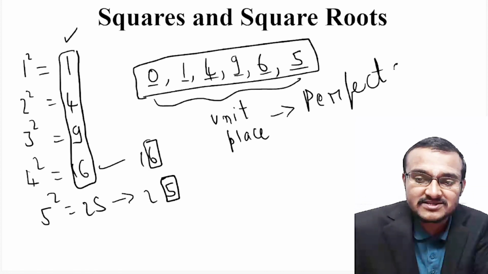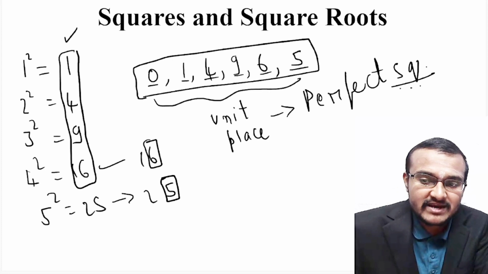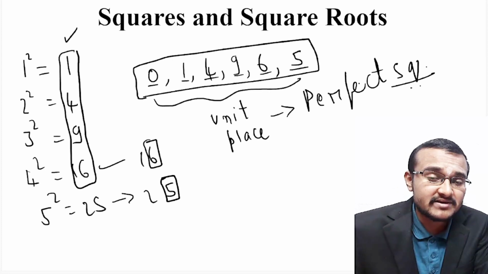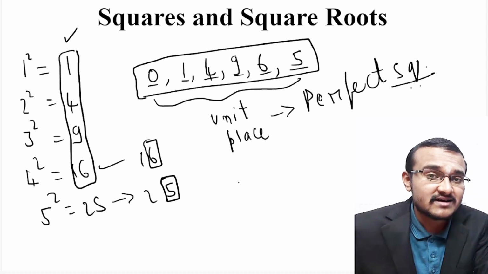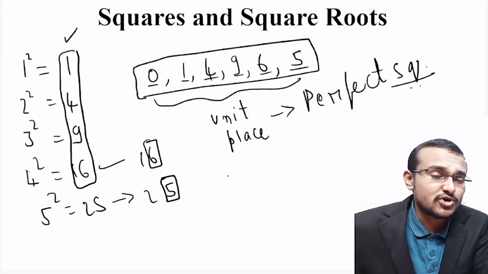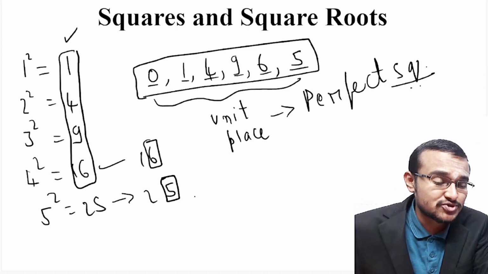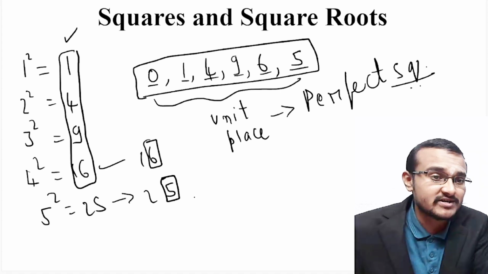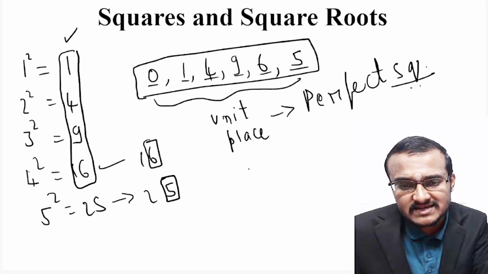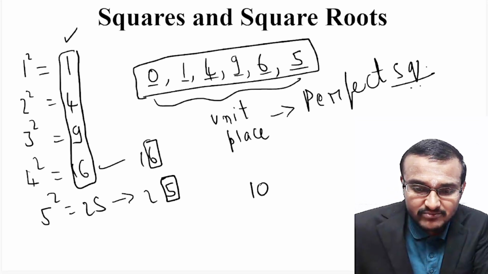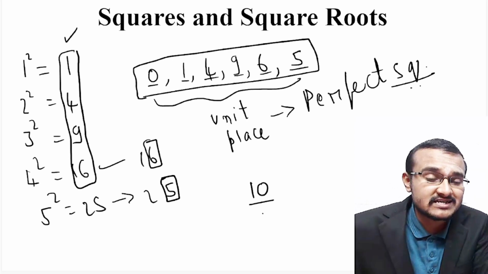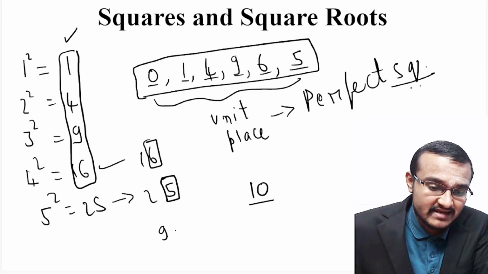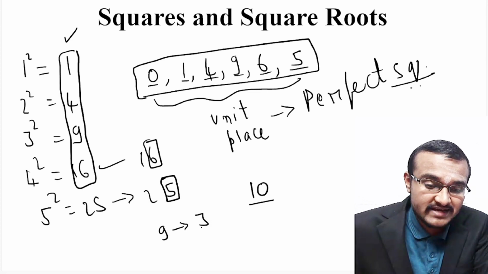So let us discuss what a perfect square is. Whenever you take a number and find its square root, you should always get a natural number, a complete number. You should not get decimals or a rational number. For example, if I give you the number 10 and you take the square root of 10, you will not get a complete or natural number. If I give 9, then the square root of 9 is 3.